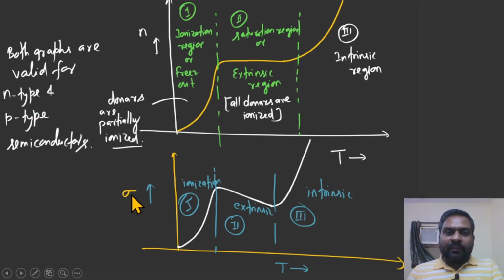And if we discuss the conductivity of an n-type semiconductor, here it increases, and after that there is a small drop, that is, conductivity will decrease on increasing the temperature due to mobility. In this region, mobility is proportional to T power minus 3 by 2. Due to the decrease in mobility, conductivity decreases, and further it will increase due to the large number of free electrons and holes in the intrinsic region.